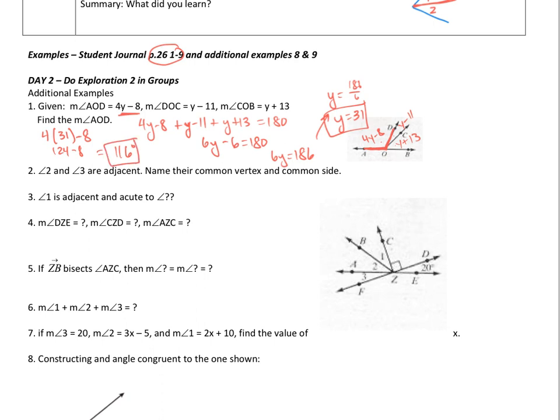Angle 1 and angle 2 are adjacent. Name their common vertex and common side. It doesn't say it, but we are referring to this figure right here. Angle 1 and angle 2 are adjacent. Or, I'm sorry, 2 and 3 are adjacent. So we have to name their common vertex. In this case, it will be Z. And their common side for angle 2 and angle 3 will be AZ.